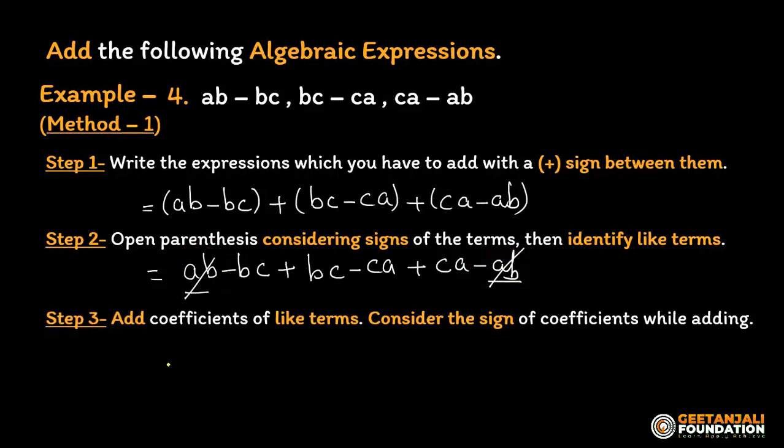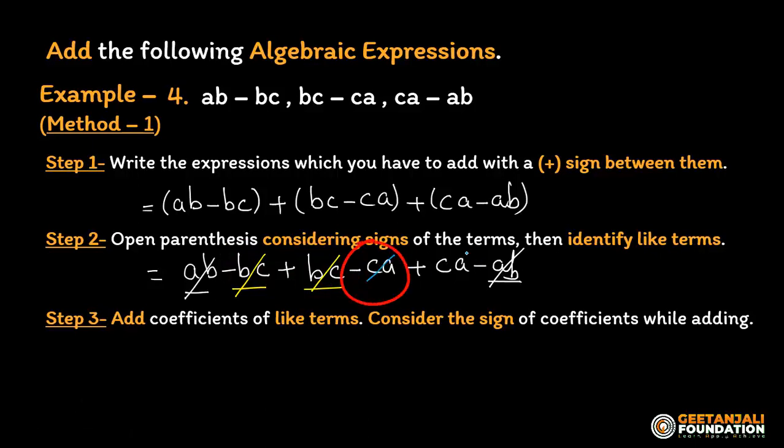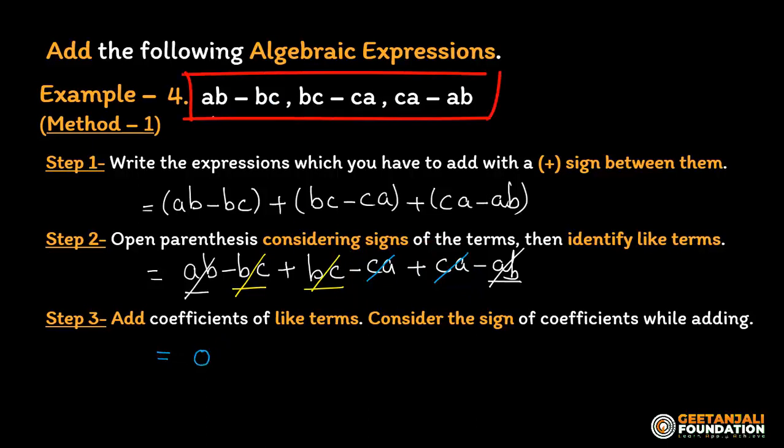Now let's find out the next pair. It is minus BC and plus BC. These two also will get cancelled. We will cancel it here only. Now let's find out the next pair. It is minus CA plus CA. Everything got cancelled. So your answer is 0. So when you add these three expressions, your answer is 0.